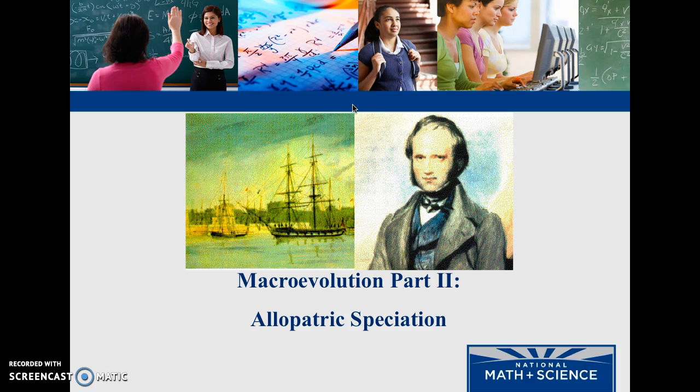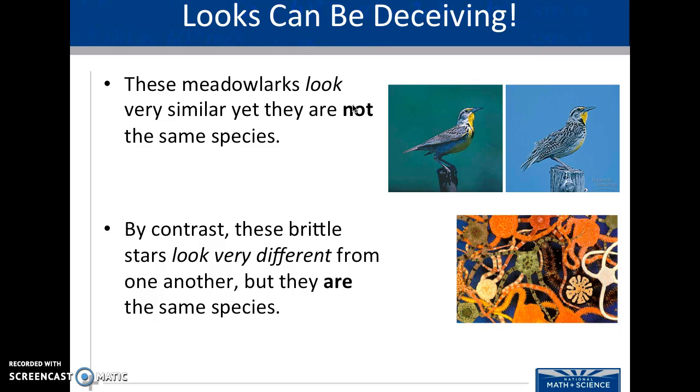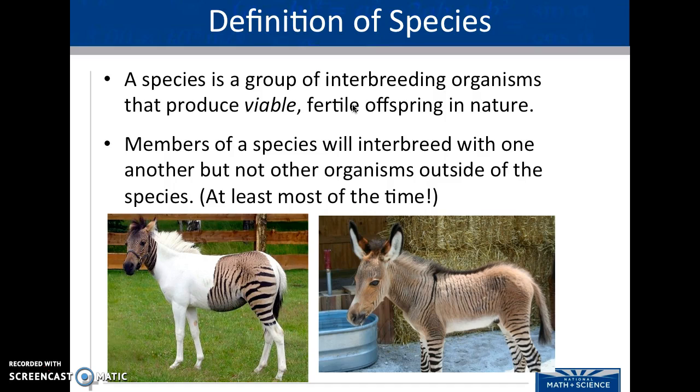This is Macroevolution PowerPoint set 2, talking about allopatric speciation. When we talk about speciation, or the idea of species dividing, these meadowlarks look very similar, yet they are not the same species. And we want to talk about how we ended up at that point. Whereas these sea star species look very different, but they are all the same species.